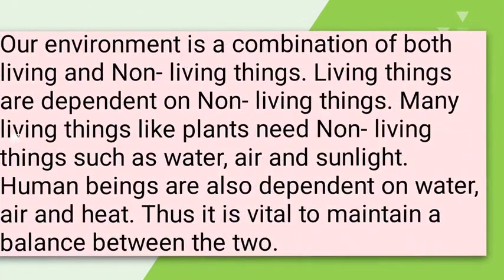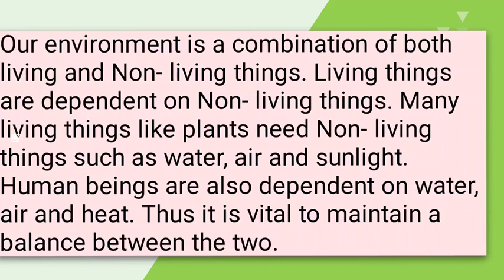Our environment is a combination of both living and non-living things. Living things are dependent on non-living things. Many living things like plants need non-living things such as water, air and sunlight. Human beings are also dependent on water, air and heat. Thus, it is vital to maintain a balance between the two.